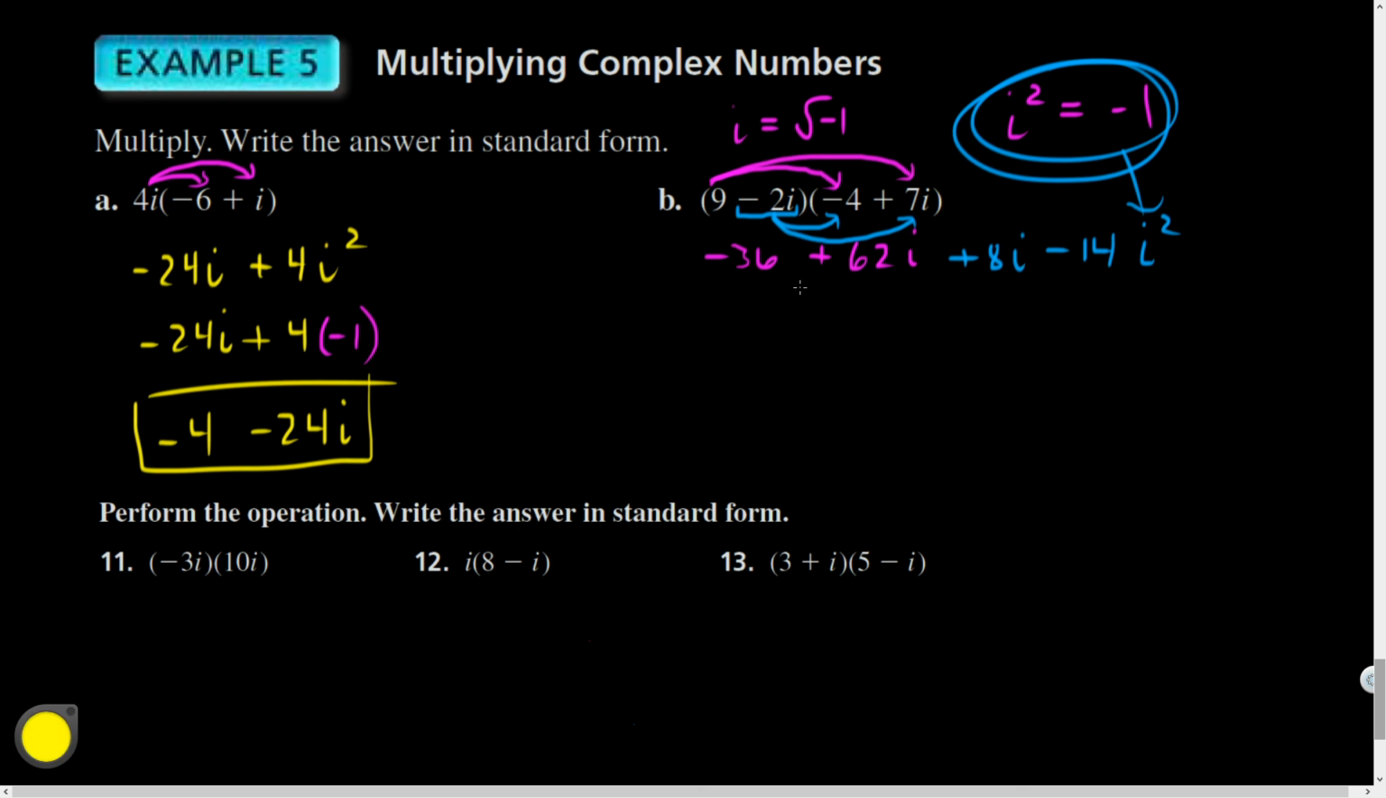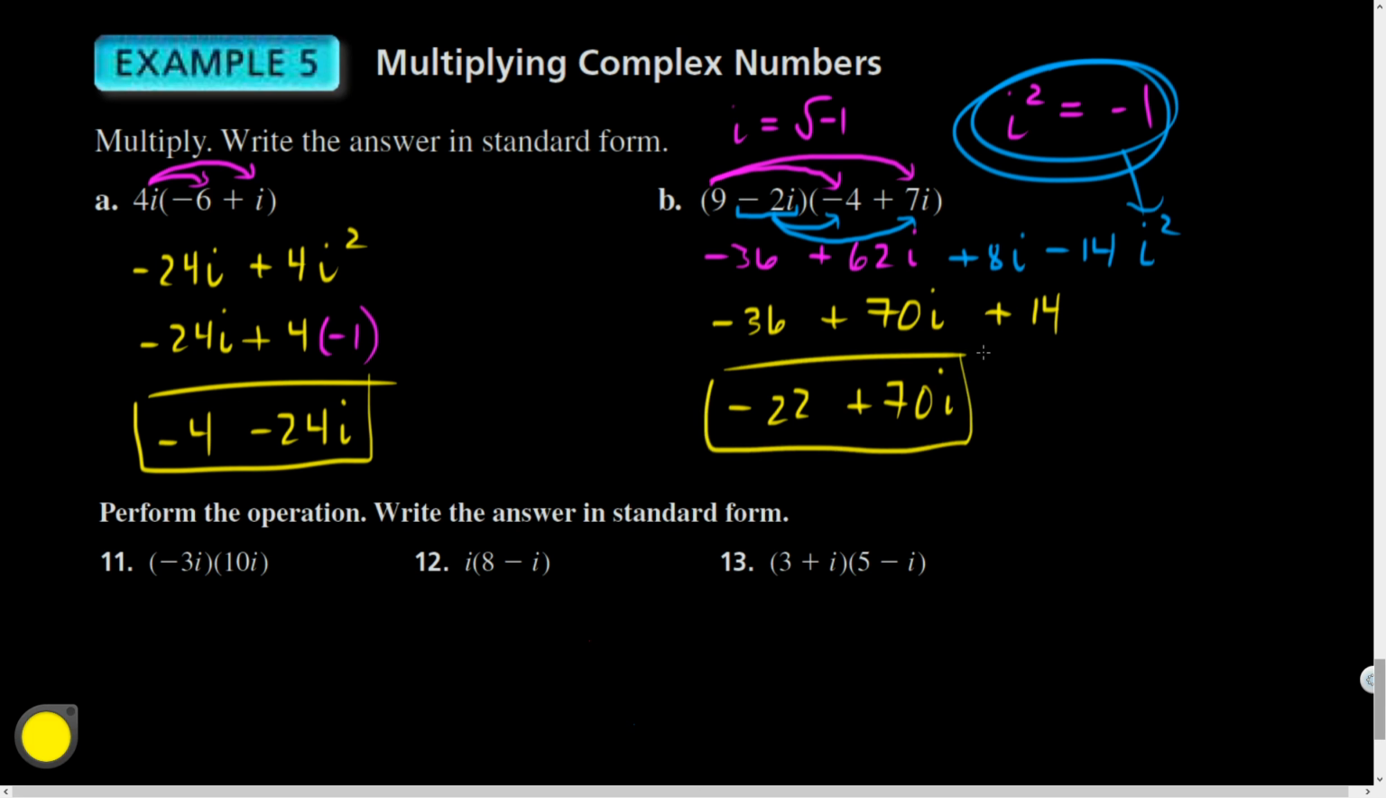So let's see. Let's combine some like terms. So I'll have 63 and 8 combined to be 71i, and minus 14i squared is just going to become the same as plus 14. Right? If i squared is negative 1, times negative 14 is positive 14. Combine that with negative 36, and that's what? Negative 22? All right. Right? I don't know. My brain is suspicious. And so that's the way that would work.